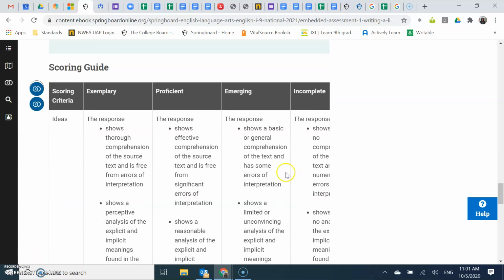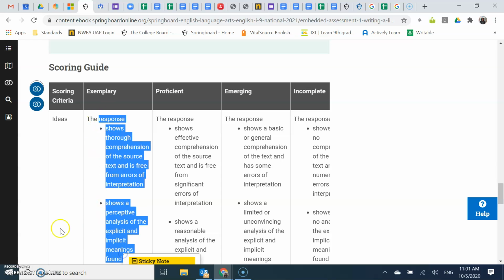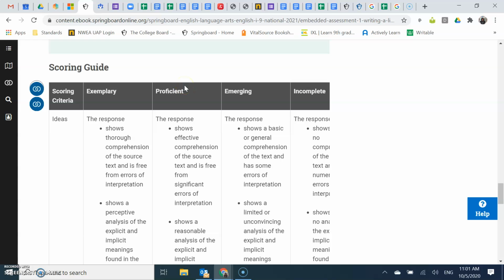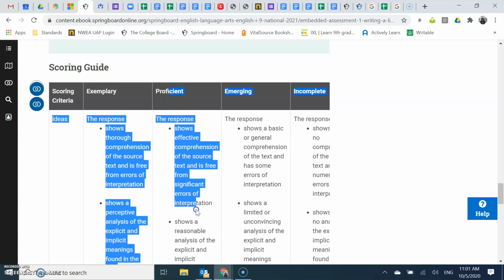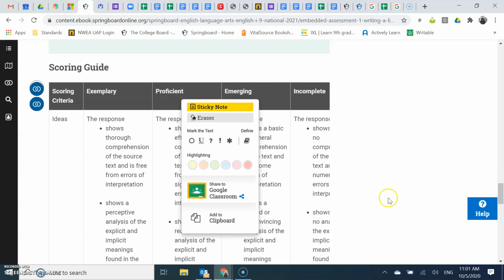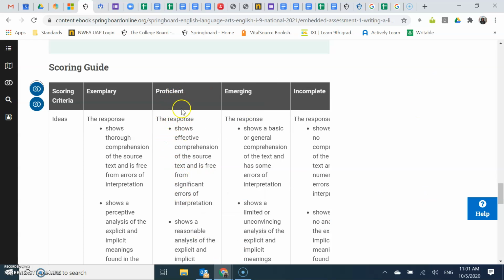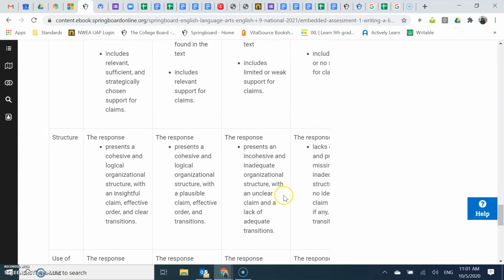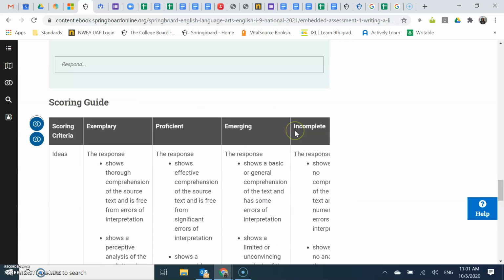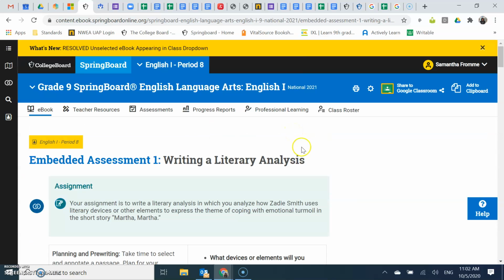And then here's the scoring guide. If you want an exemplary essay, that's what you're looking for, you're going to have these types of responses. If you're like, no, I just want it to be okay, it's good enough, then you'll have these responses. And if you're not quite there yet, this is what your essay will look like. And if you just don't do it, or you don't have some of the things that you need, then you'll have incomplete. So it's like any other rubric that you've had for me.